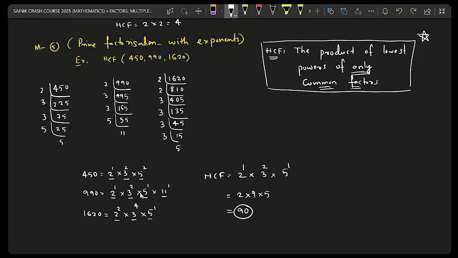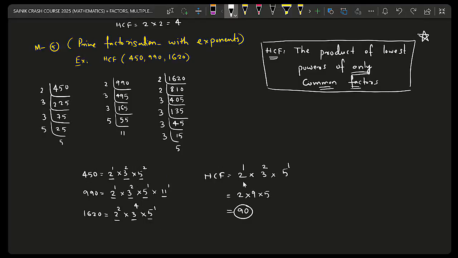And from those, you select the lowest power. 2 power 1, 2 power 1, 2 square. Which is the lowest power? 2 power 1, very good. And 3 square, 3 square, 3 power 4, which is the lowest power? 3 square. Then we wrote 3 square. And 5 square, 5 power 1, 5 power 1, which is the lowest one? 5 power 1. Very good.